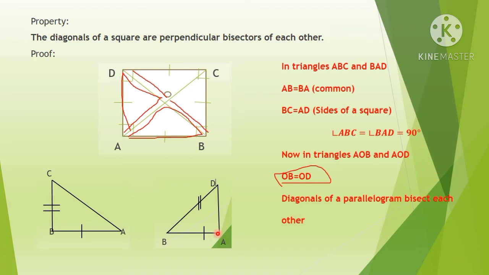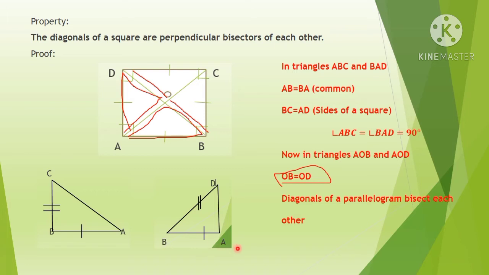Then interior angle. Here angle B is 90 degrees. Can you see here? And here angle A is 90 degrees. So the measure of angle B is equal to the measure of angle A, which is equal to 90 degrees. So in this, angle ABC is equal to angle BAD is equal to 90 degrees. That means angle B is 90 degrees and angle A is 90 degrees.